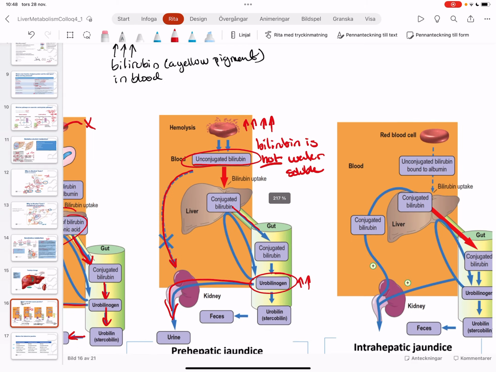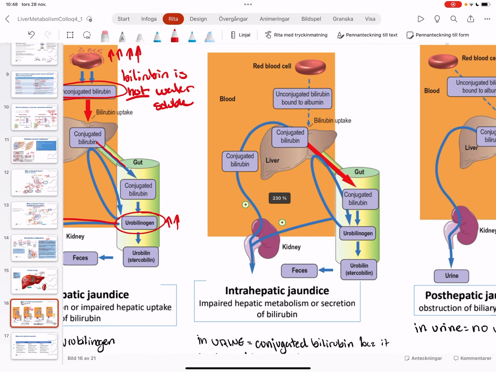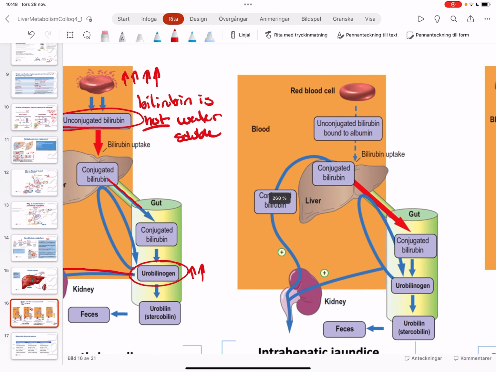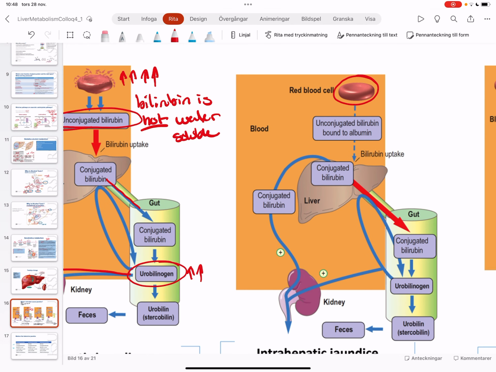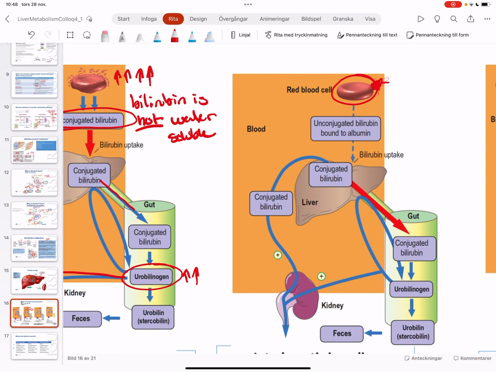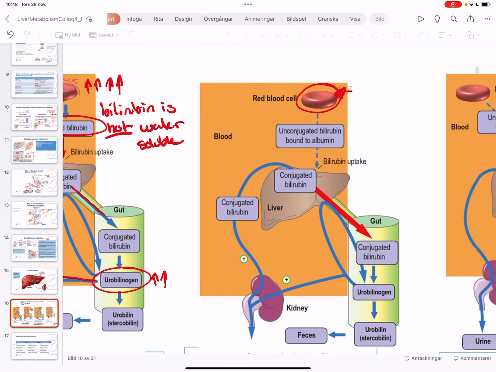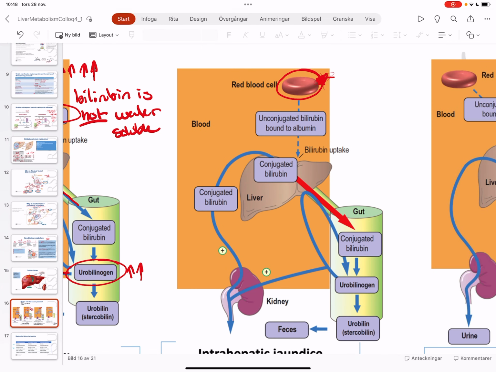Okay. Intrahepatic jaundice. So as you can see here, it's not because of excessive hemolysis. Yes, it is hemolysis, but the problem here lies within the liver. It's because of the liver.